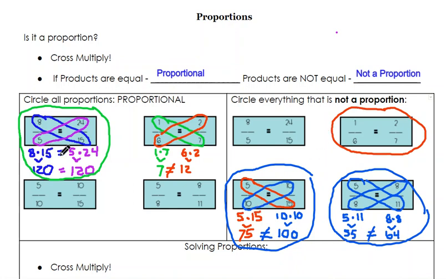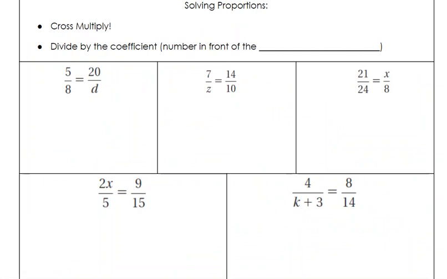So the only one that was a proportion was this first one, and that's because when we cross multiplied, we got the same number. They both equaled 120. Okay, so to find out if something's proportional or not, all you do is cross multiply. All right, the next thing we need to know is how to solve a proportion.